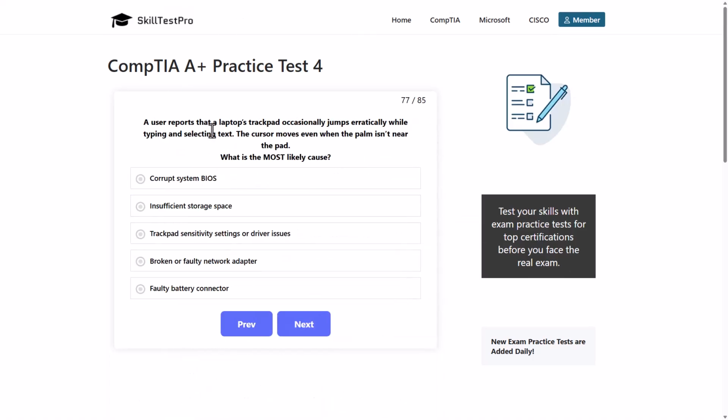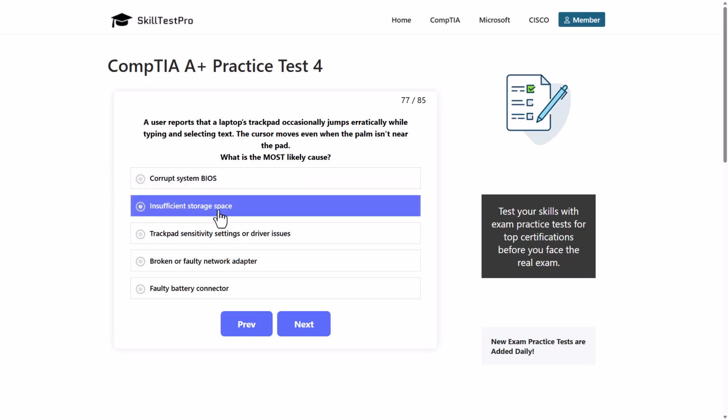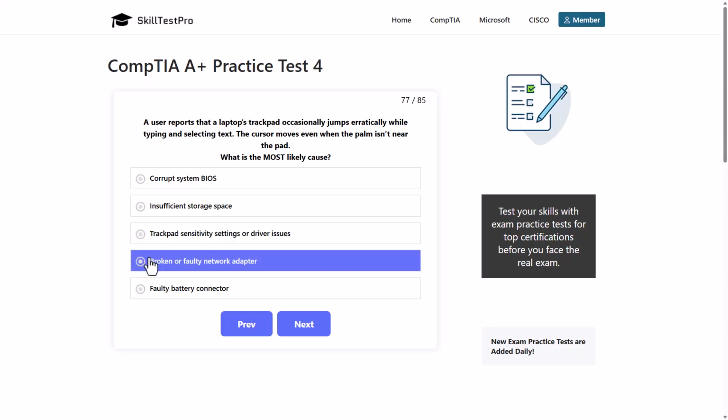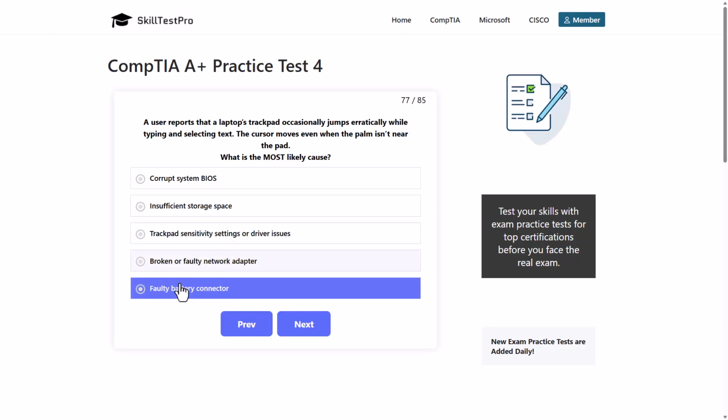A user reports that the laptop's trackpad occasionally jumps erratically while typing and selecting text. The cursor moves even when the palm isn't near the pad. What is the most likely cause? Corrupt system BIOS, insufficient storage space, trackpad sensitivity setting or driver issues, broken or faulty network adapter, or faulty battery connector.